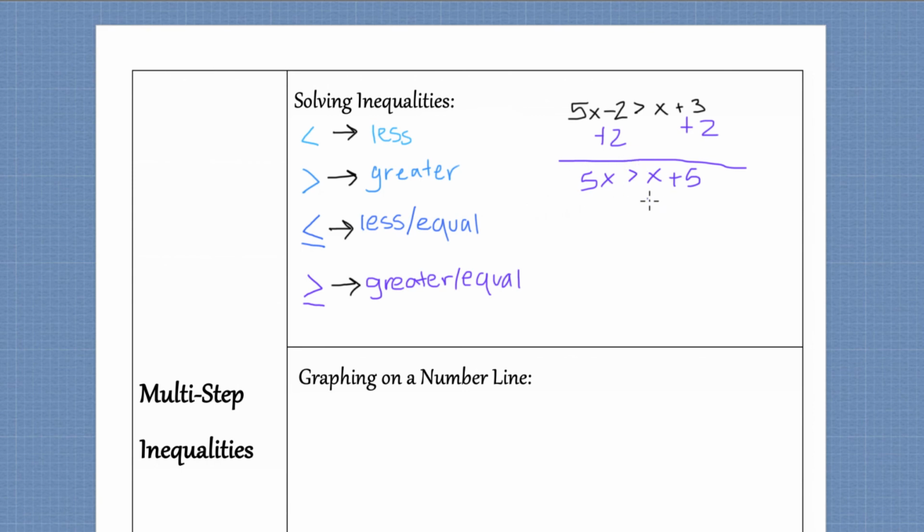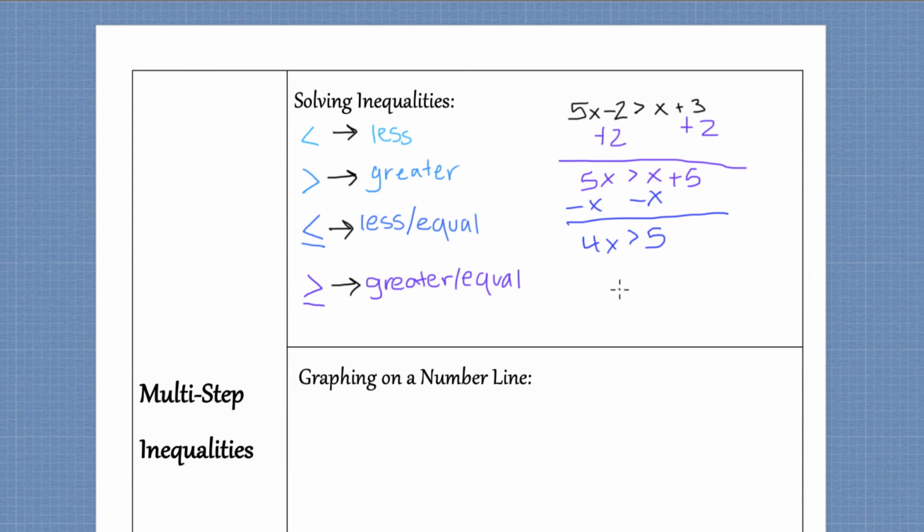Now we want to get the variable term alone, so I'm going to subtract this side by x, subtract the other side also by x, and we're going to get 5x minus x is 4x, which is going to be greater than x minus x, which is just 0, and then the 5 on the side right there.